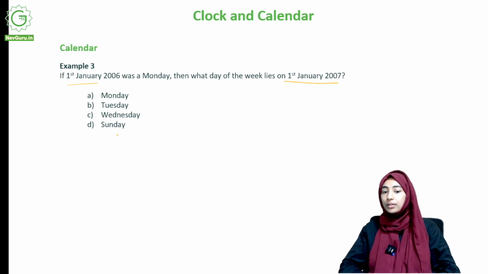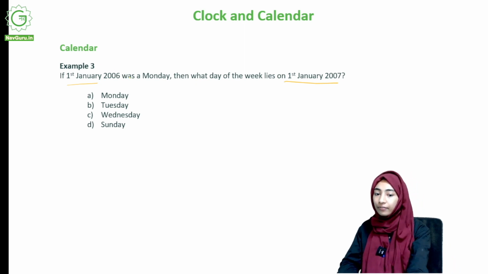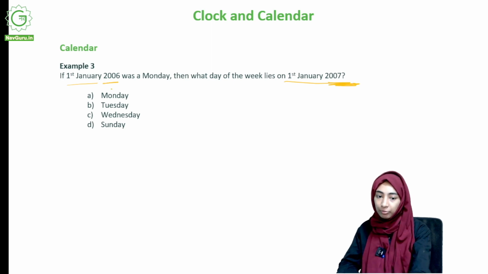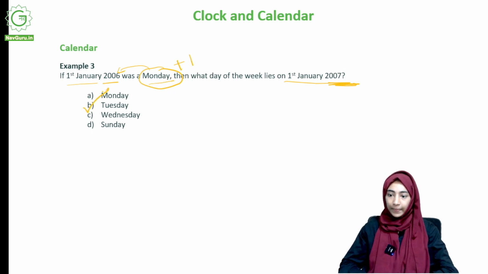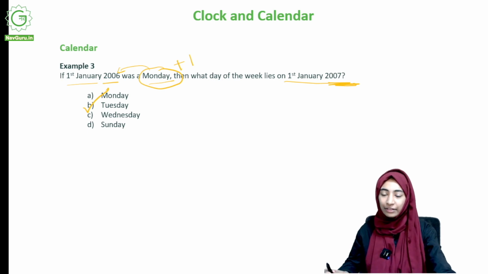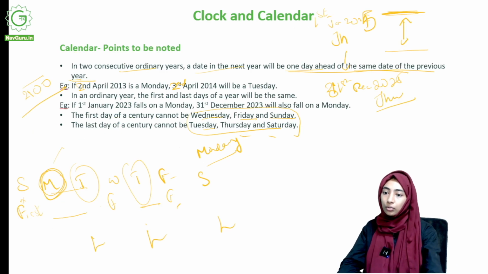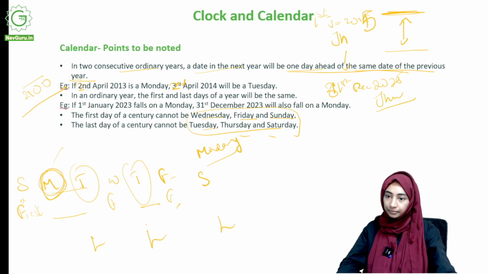Yes, so the formula was that if you have 2 ordinary years, as in not leap years, and you know the day for one year, then for the next year it will be the next day. So here, if it was a Monday, for the next year it will be a Tuesday. That was not exactly a formula, but it was the statement that we had learned. I'll just change the color of the pen.